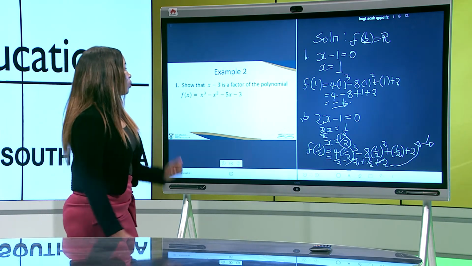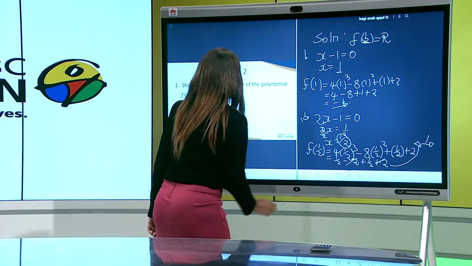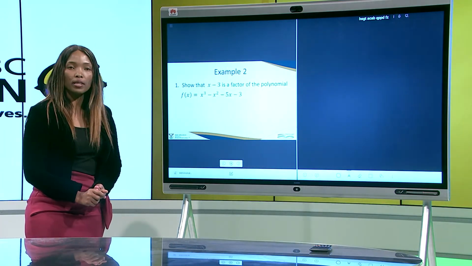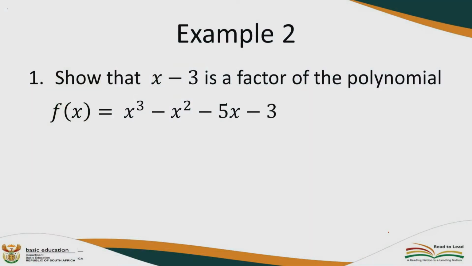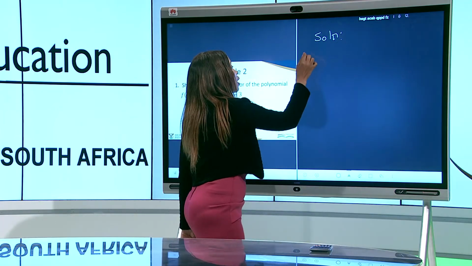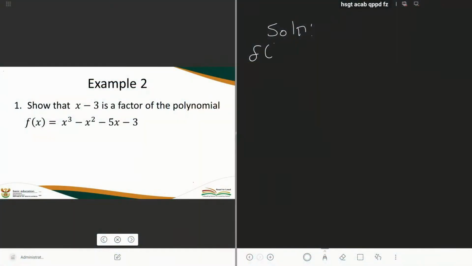Now, in example 2, we are required to show that x minus 3 is a factor of the polynomial. How will you see that x minus 3 is a factor of this polynomial? So in this case, for us to see that this is a factor of the polynomial, let me present my answer here. Our f at b, or our remainder, should be equal to what? Should be equal to 0.